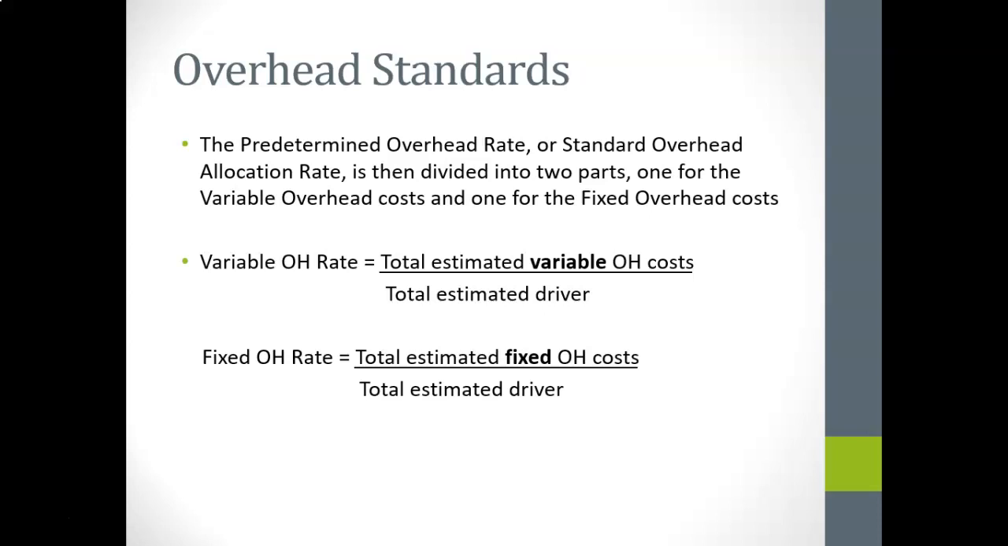And remember that a cost driver could be direct labor hours, machine hours, numbers of products. It could be a variety of things. The fixed overhead rate will be the total estimated fixed overhead costs, like insurance, divided by the total estimated cost driver for the year.